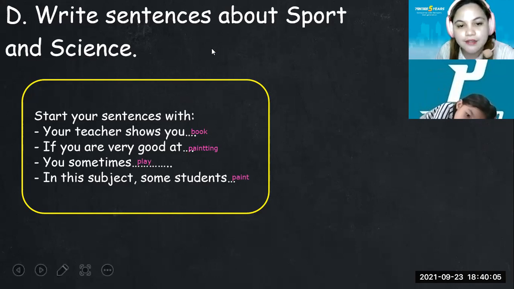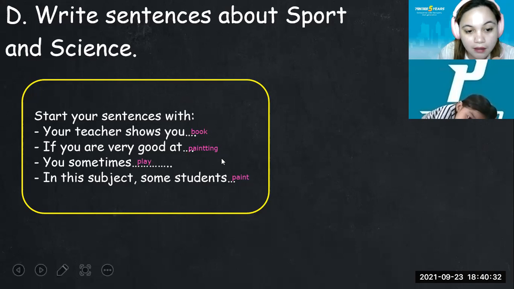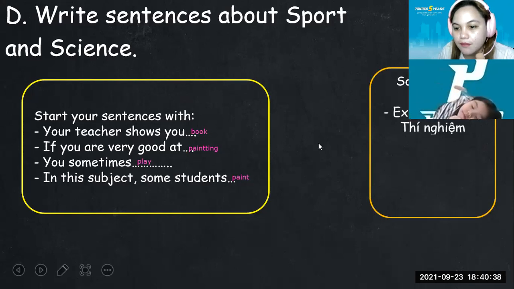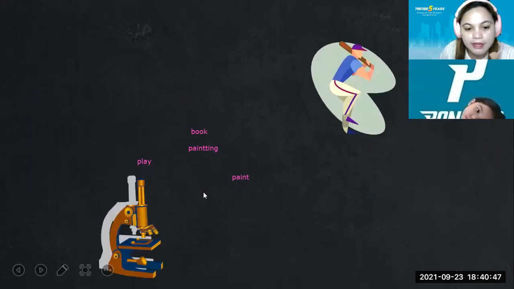Okay, so can you read your answers now, Huang? Number one. Your teacher shows you a book. If you are very good at painting, you sometimes play. In this subject, some students paint. Yes, your teacher shows you a book. If you are very good at painting, you have to add more in this part. Okay, let's see. All right, I will accept that, Huang.